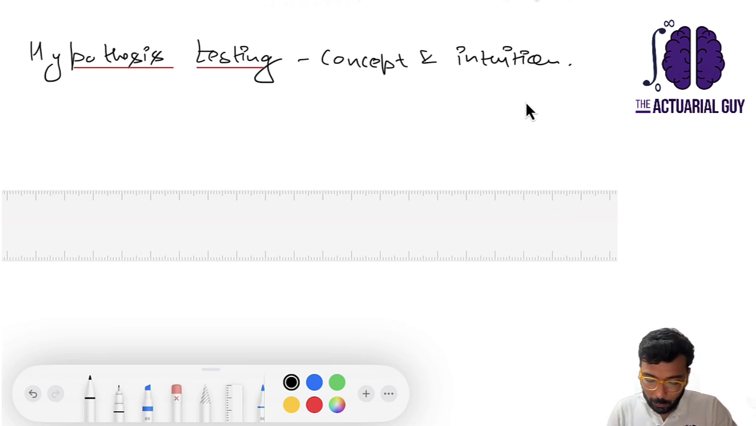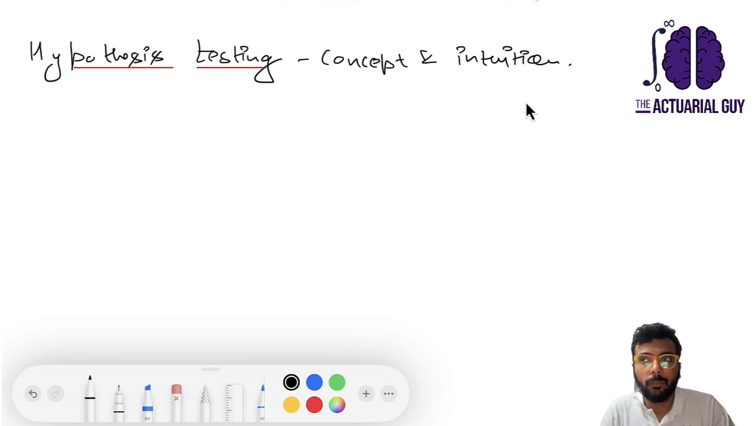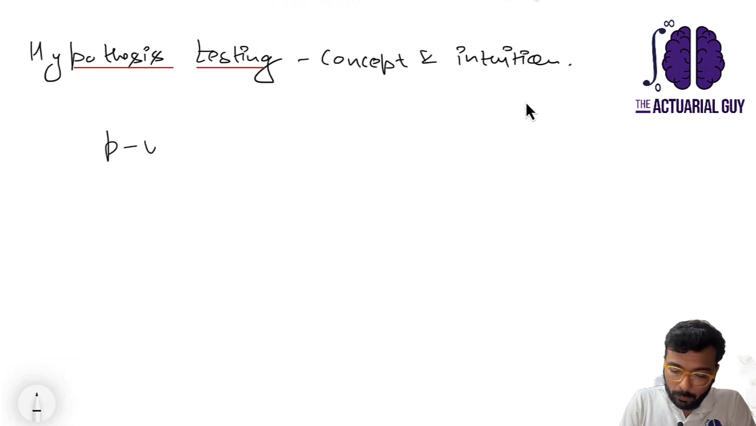Okay, so at this point, I want to discuss the concept and the intuition behind hypothesis testing. Now, trust me when I say this is one of the most poorly understood topics, not in terms of solving exam questions, but simply in terms of the why behind how we do it, right? Where does it come from? What is the intuition? What is the logic? We will understand the idea of something called the probability value, which is also called the p-value.